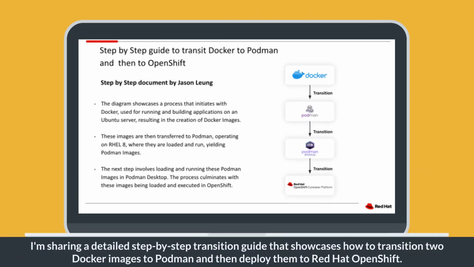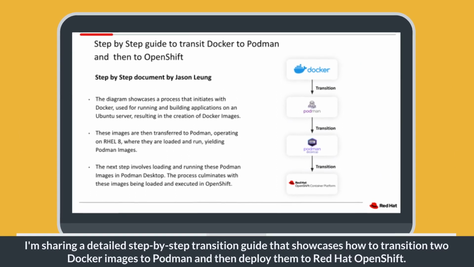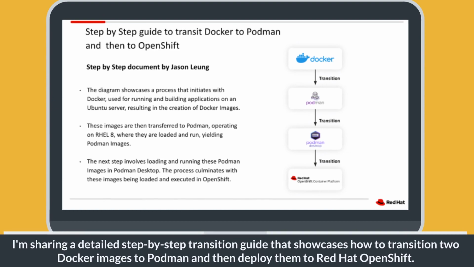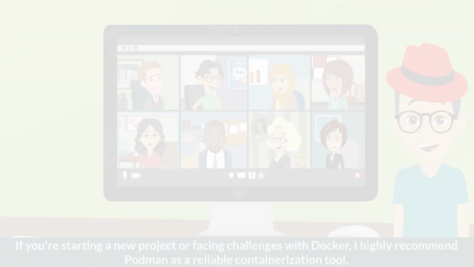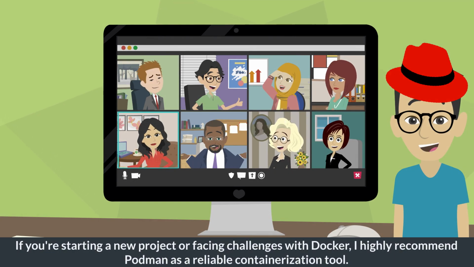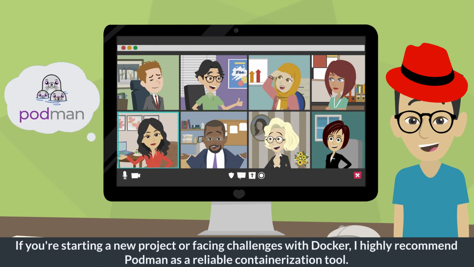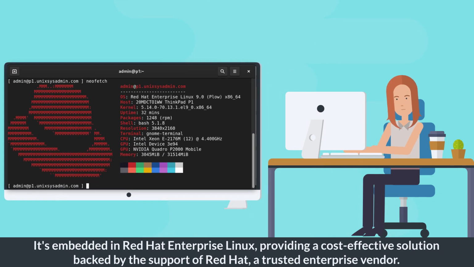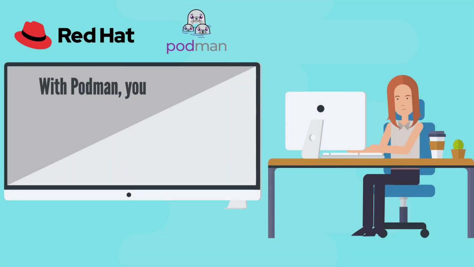I'm sharing a detailed step-by-step transition guide that showcases how to transition two Docker images to Podman and then deploy them to Red Hat OpenShift. If you're starting a new project or facing challenges with Docker, I highly recommend Podman as a reliable containerization tool. It's embedded in Red Hat Enterprise Linux, providing a cost-effective solution backed by the support of Red Hat, a trusted enterprise vendor. With Podman, you're in control.